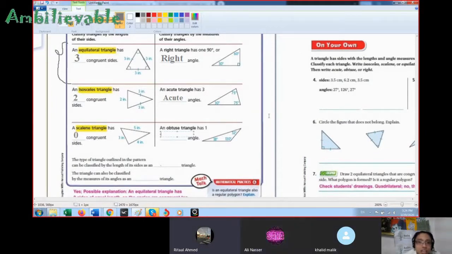What is your answer? What kind of angle do we have in an obtuse triangle? What is your answer? Say it, Sarah. Very good. It is an obtuse angle.